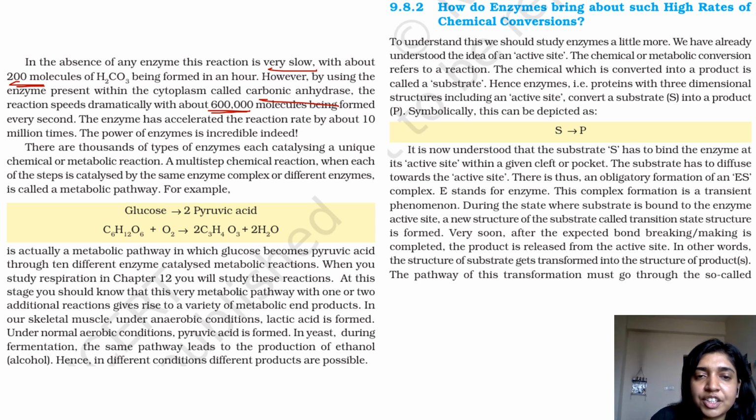The enzyme has accelerated the reaction by 10 million times. The power of enzymes is incredible indeed. That's true.